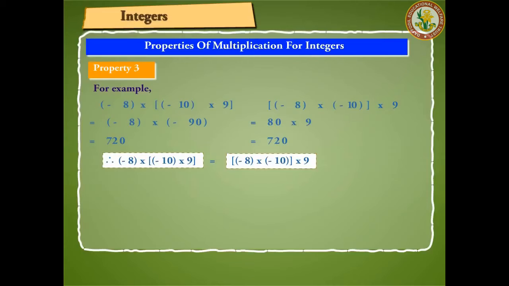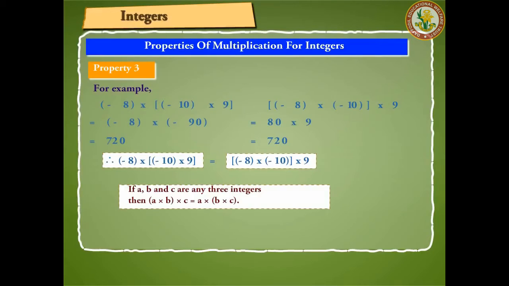Thus, given three integers, they need not be multiplied in the order in which they are given. We can group them in easy combinations and find their product. Hence, if a, b and c are any three integers, then (a × b) × c = a × (b × c). This is called associative property of multiplication of integers.